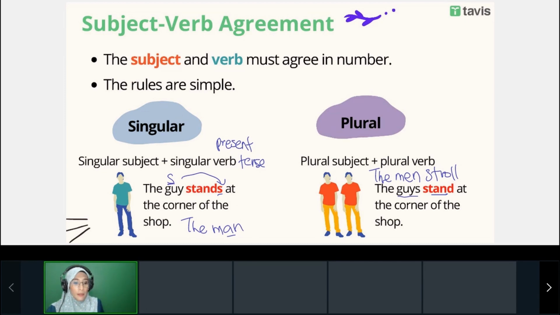So the man strolls. Remember, man is singular, satu, one. Then you need to add S, for present tense only. So the man strolls. For plural, we will switch A to E.